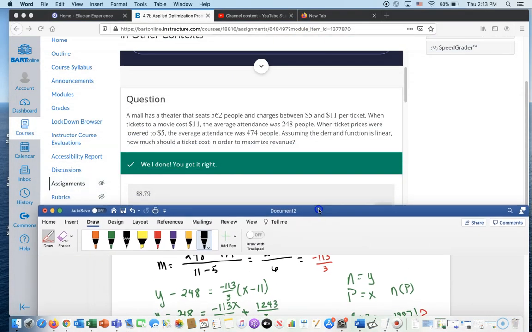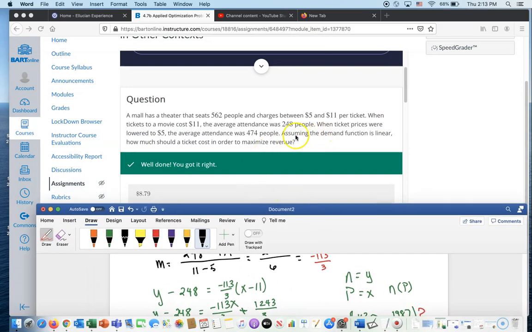Okay, so again, we wanted to know how much money do we need to charge so that we get the maximum amount of people and the maximum amount of money out of our mall.